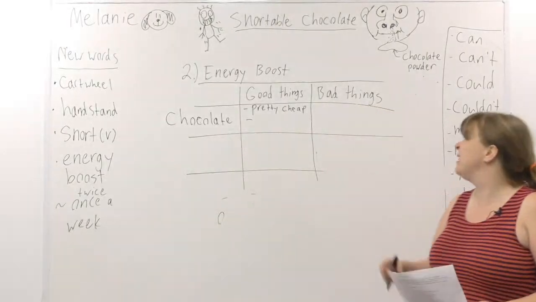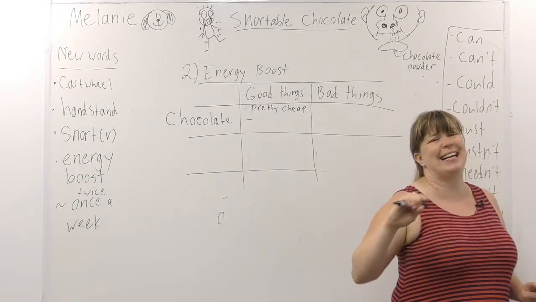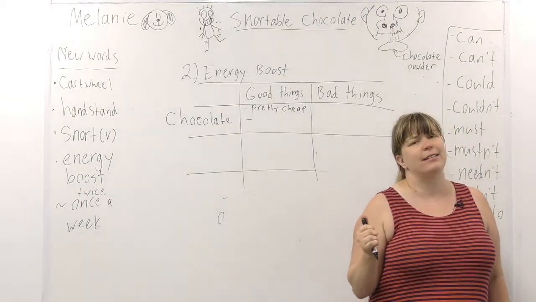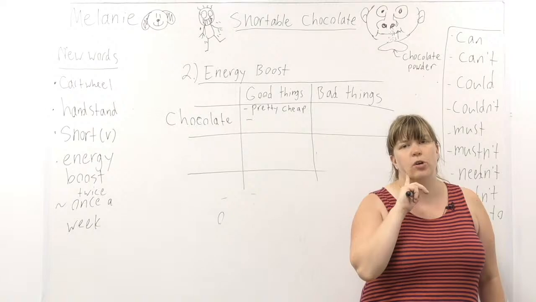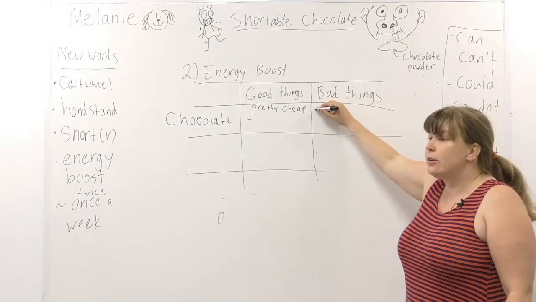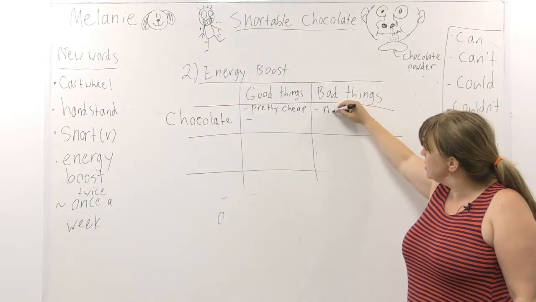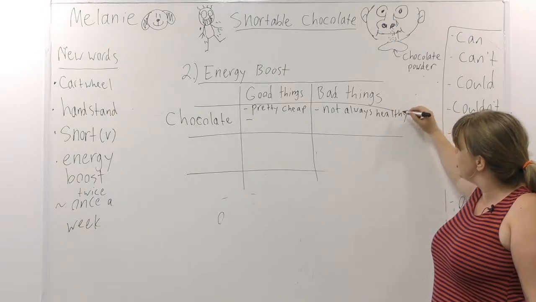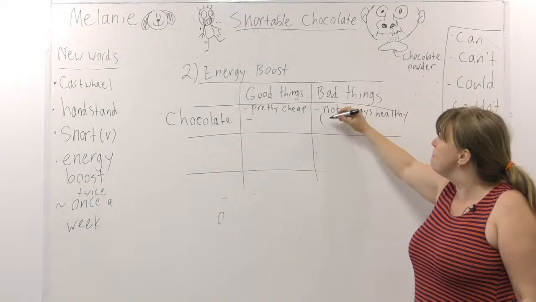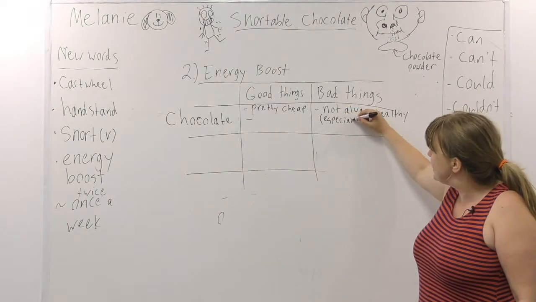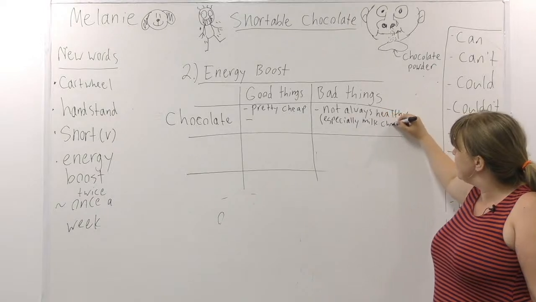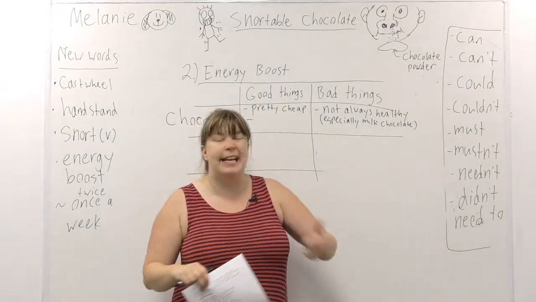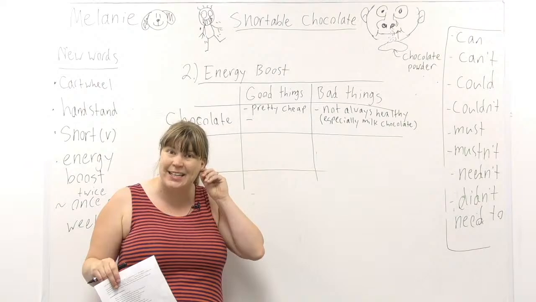And alternatively, let's think about bad things. What are some bad things about chocolate? For example, not always, but sometimes it's not always healthy because there's a lot of sugar. This is especially milk chocolate. If you get the really dark chocolate, it can actually be healthy for you. Apparently, so I've been told.